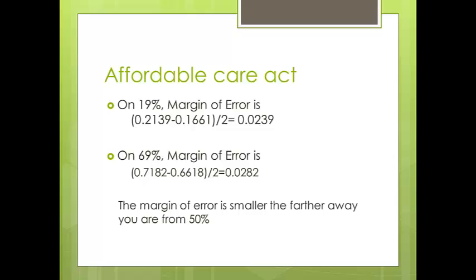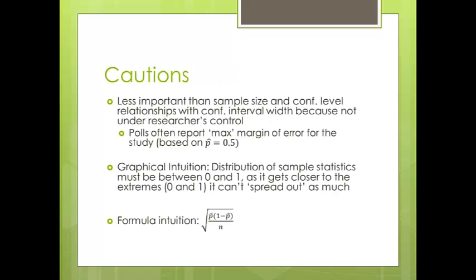When we contrast this to the margin of error on the proportion of people who say that they have not been impacted by the law, we see that that margin of error is larger, 2.82%. The general rule is this: the margin of error is smaller the farther away you are from 50%. So when your sample proportion is close to 50%, you have a larger margin of error. As you move towards 0 or 1, you get a smaller margin of error.